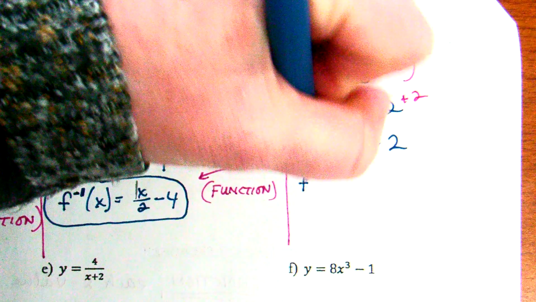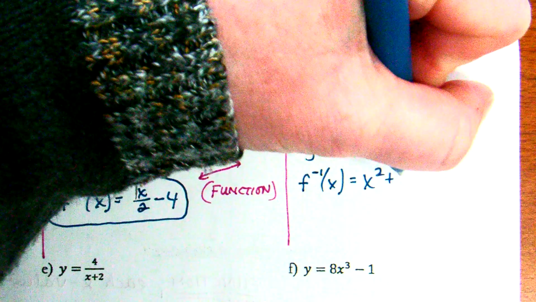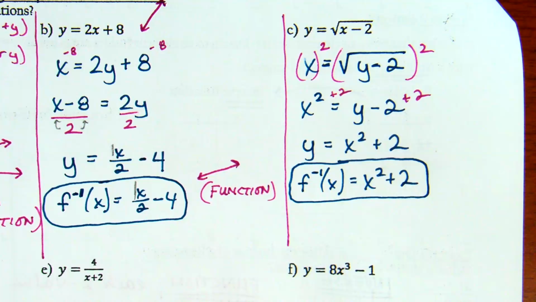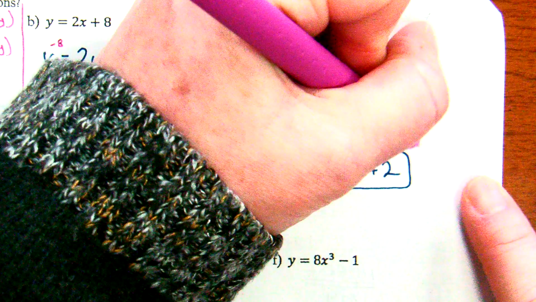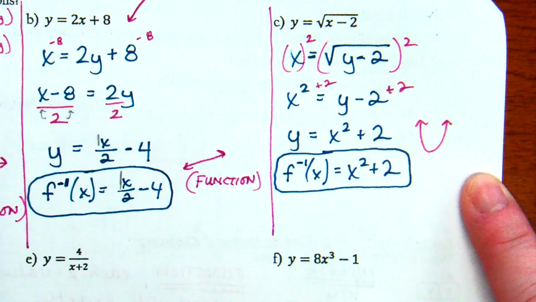What is a good way to write that? f inverse of x equals x squared plus 2. Okay, guys, use those algebra brains. x squared plus 2. What's the graph of x squared? Parabola, yes, I see the U-shapes happening and hands showing me. The plus 2 just takes it up 2.